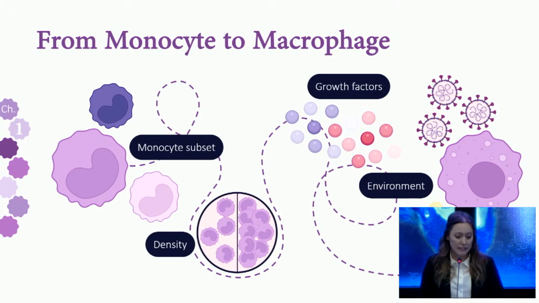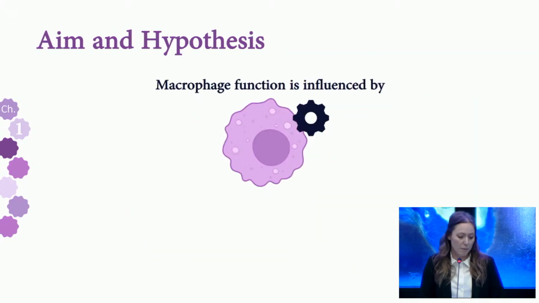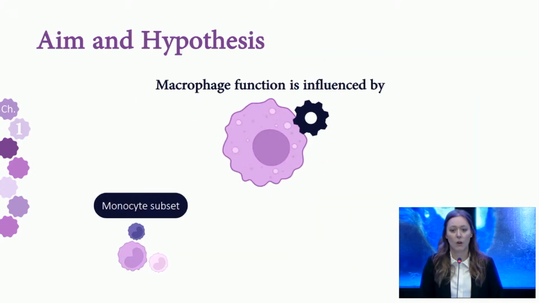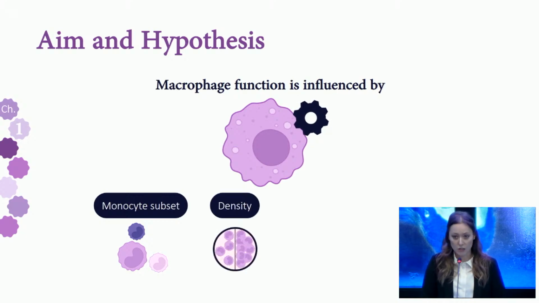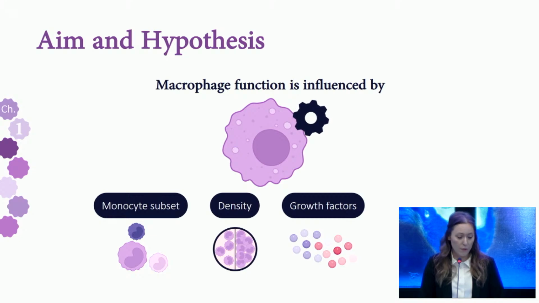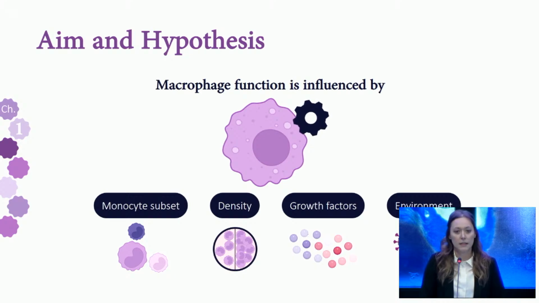All in all, this led us to the hypothesis that macrophage function is influenced by their monocytic origin, or the monocyte subset they come from, the density they were cultured at, the growth factors they encounter, and environmental challenges. The aim of my thesis was to use the Macroscreen platform to measure macrophage function during their development from monocytes.